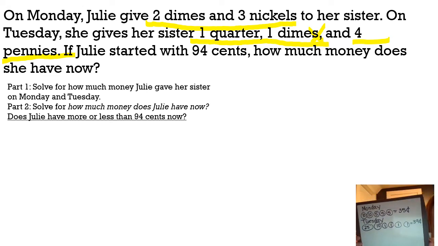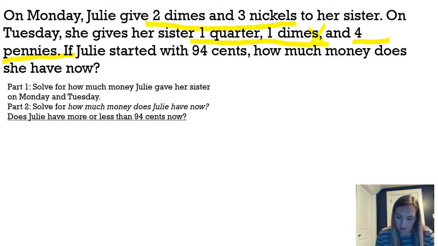So I drew a picture of Monday's coins, so 2 10-cent coins, and then 3 5-cent coins for the nickels. And I know that Julie gave her sister 35 cents on Monday, and on Tuesday I drew a picture of the quarter, dime, and pennies, and I know she gave her sister 39 cents on Tuesday. So I need to combine Monday and Tuesday now to figure out how much money she gave her sister on both days.